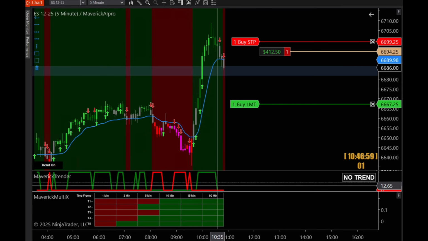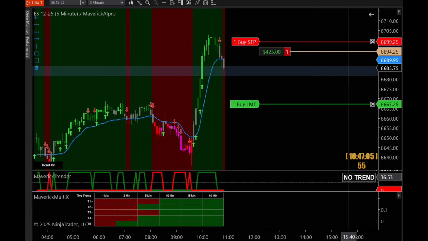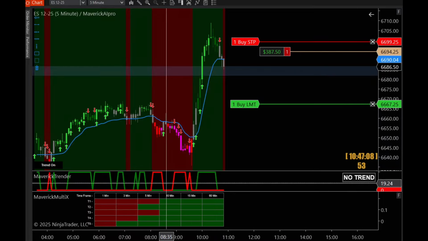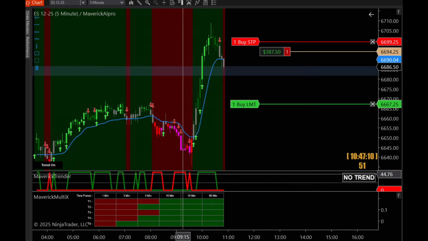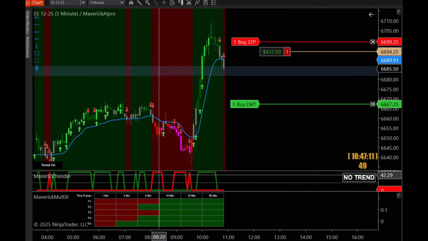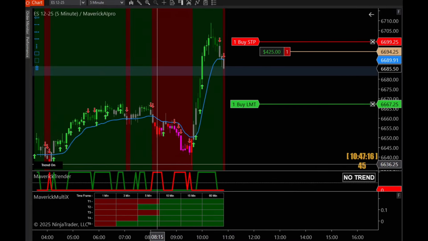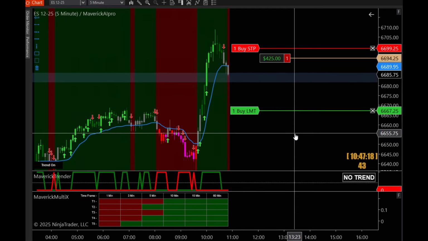But what I would love is for the red line to come up here and get completely pegged at the top here and get a downtrend label. Kind of like what you see here and what you see here. See how it's pegged to the top? Maverick Trender, super, super powerful. We'll never trade without it on my screen.